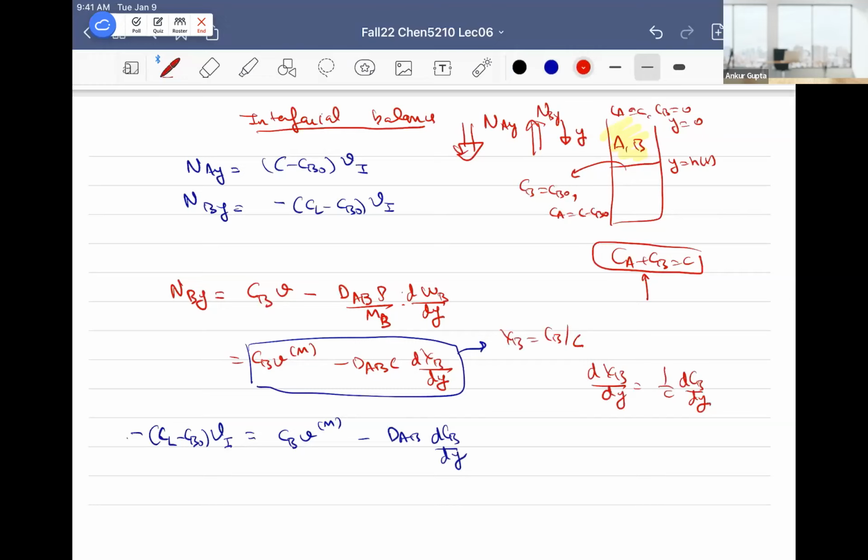Let's check it. Correct. So DAB is always equal to DBA. Remember that we had discussed this briefly, in I think the first or the second lecture, where we said omega A plus omega B is equal to 1, and that forces DAB to be equal to DBA. So this is always going to be true, and you can always use DAB.